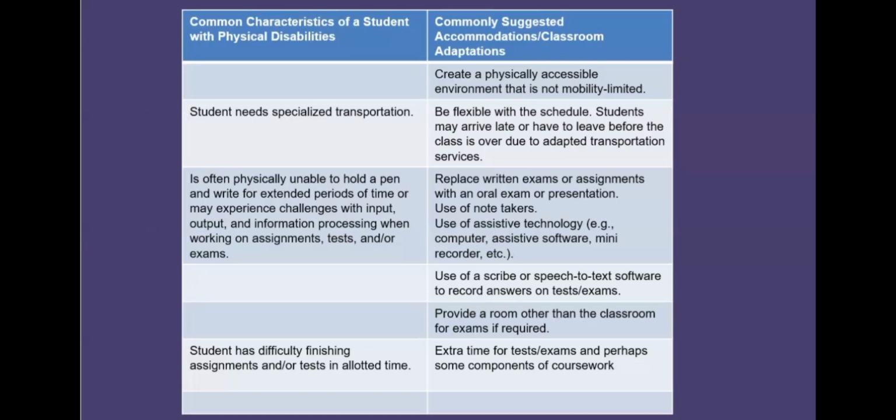Common characteristics of students with physical disabilities and commonly suggested accommodations and classroom adaptations. For students who need specialized transportation, the suggested accommodation is to create a physically accessible environment that is not mobility limited. Second, be flexible with the schedule. Students may arrive late or have to leave before the class is over due to adapted transportation services.